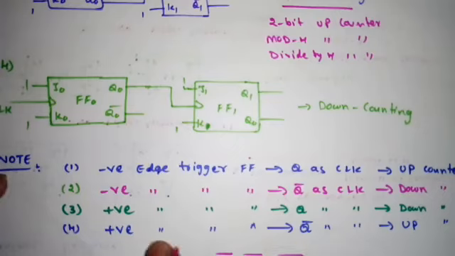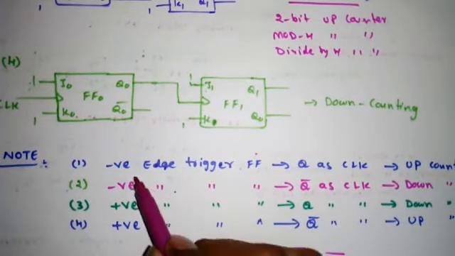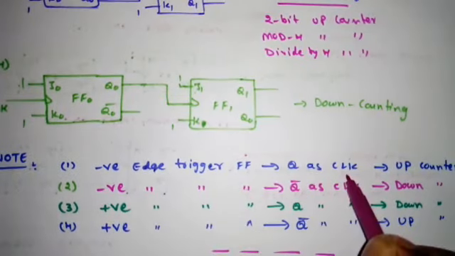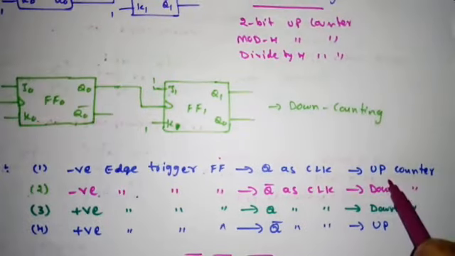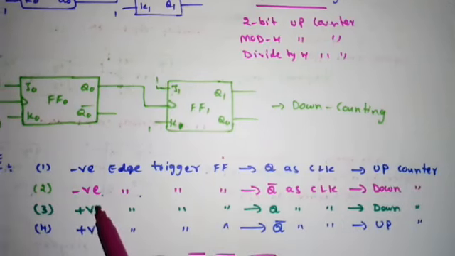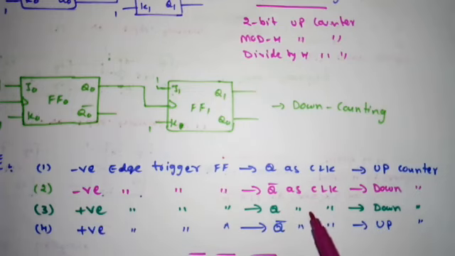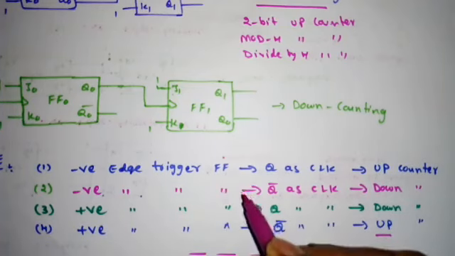So combinedly we can have it like this. In conclusion, if the flip-flop is negative edge triggered and Q is the clock, then we will get an up counter. If negative edge triggered flip-flop but Q bar is the clock, then we will get a down counter. If positive edge triggered and Q is the clock, we will get a down counter. Remember, if positive edge is there and Q bar is the clock, then we will get up counting, right? So briefly we can have it like this. So keep this in mind also.